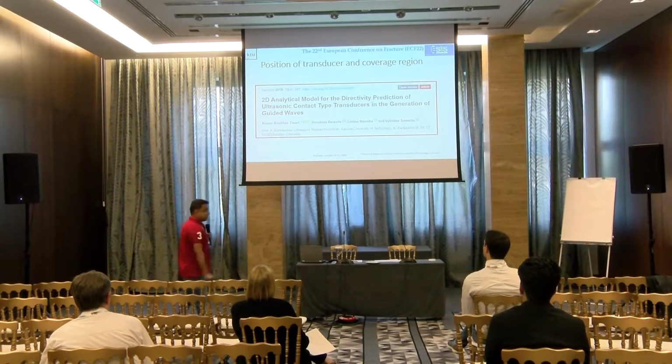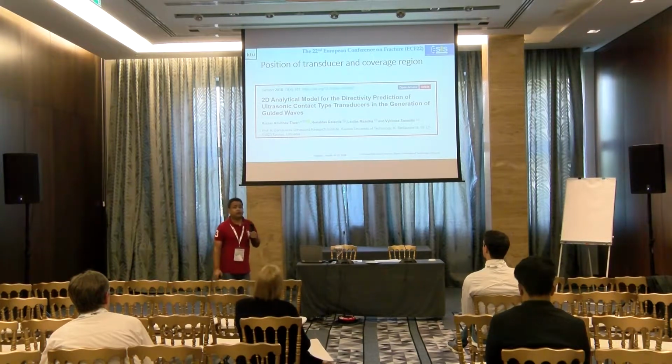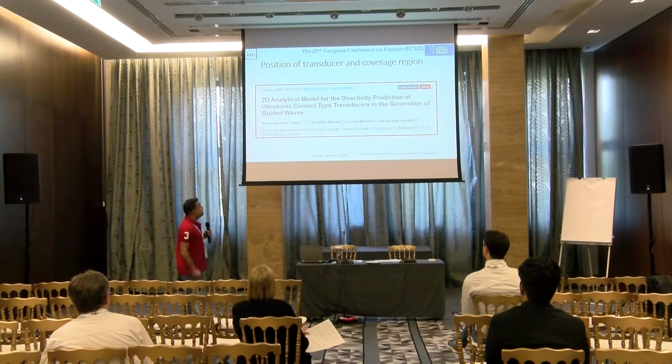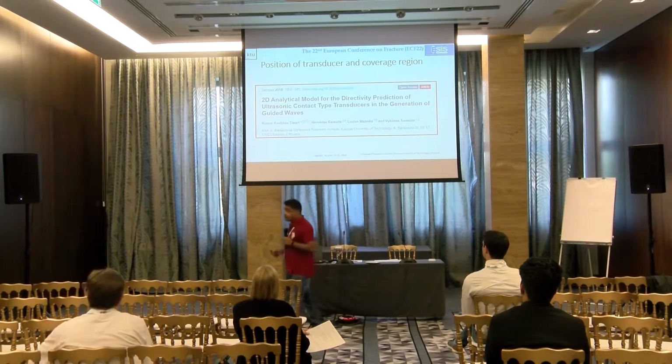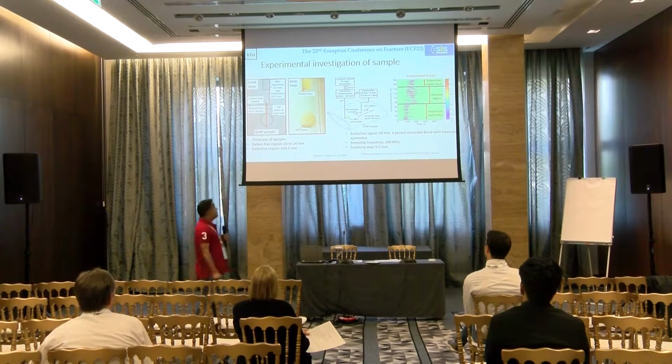So, where to locate the transducer? For example, we are using this excitation frequency. At this frequency, what will be the coverage region of the transducer if we are using only a single linear scanning? In previous research, I already developed a 2D analytical model for the directivity prediction of an ultrasonic contact type transducer in the generation of guided waves. So we can easily, within 3 minutes, without using numerical modeling and experimental techniques, find the location of the transmitter where to fix it on the composite structure. So this is the experimental investigation of the sample.